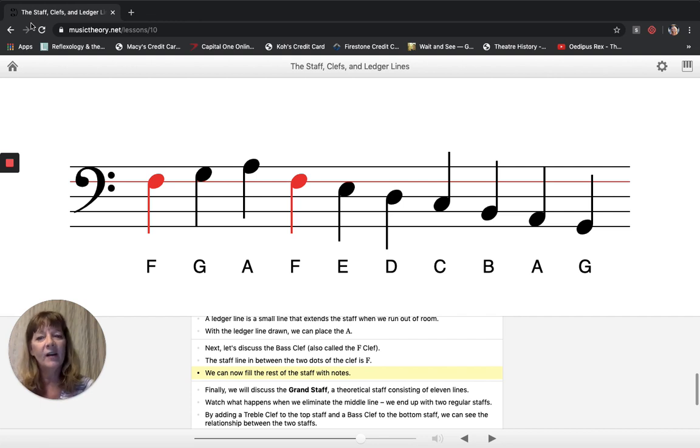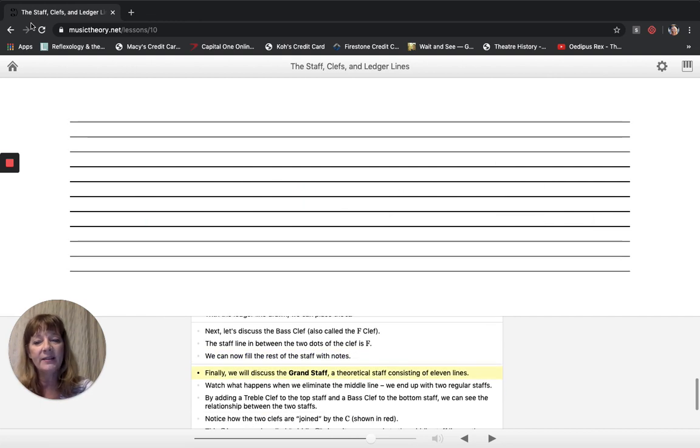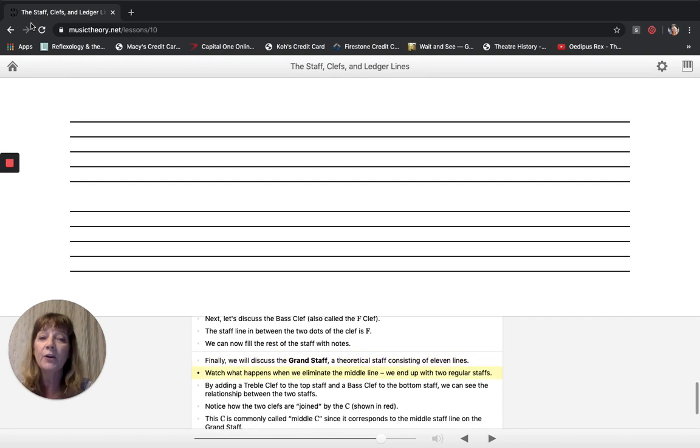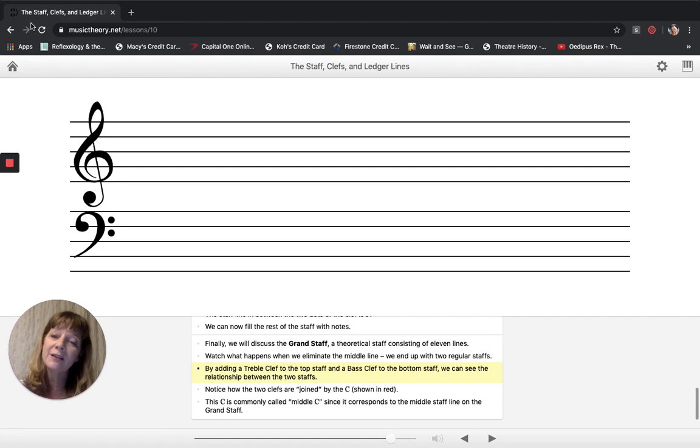Okay, finally, let's discuss the grand staff. If you look here, a grand staff is a theoretical staff that consists of 11 lines. It's hard to look at a piece of music with 11 lines, so what we do is we eliminate that middle line and we end up with two 5-line, 4-space staffs.